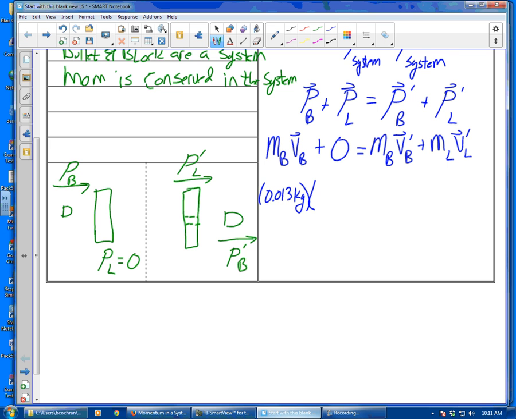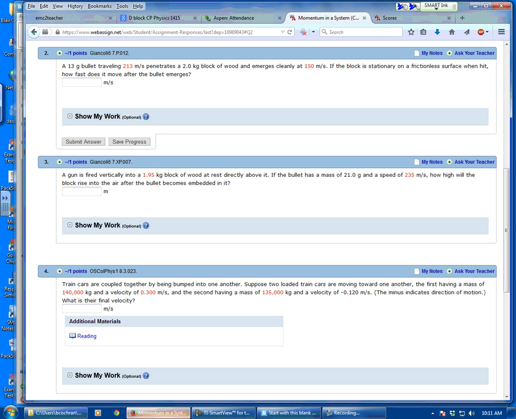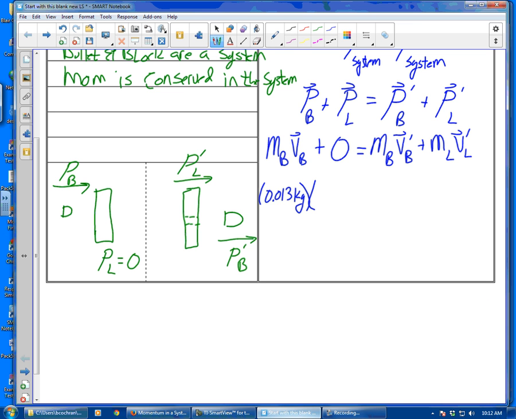I converted grams to kilograms, just like you did yesterday, or the day before, I can't remember. And its velocity ahead of time is 213 meters per second. I'm going to assume it's in the positive direction. So 213 meters per second. I'm going to get rid of my 0 because who cares about it.